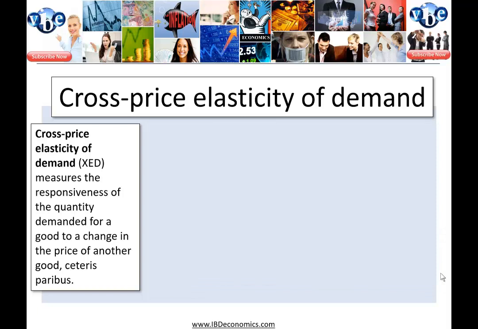Okay, so cross-price elasticity of demand, we're looking at goods that are complements to each other and goods that are substitutes to each other. So specifically, XCD measures the responsiveness of the quantity demanded for a good to a change in the price of another good. So we know a change in the price of a related good will shift the demand curve, and cross-price elasticity will give us a good indication of what is occurring.